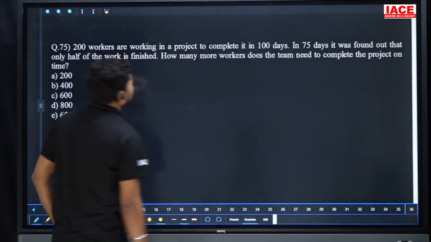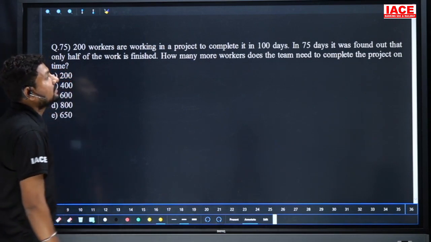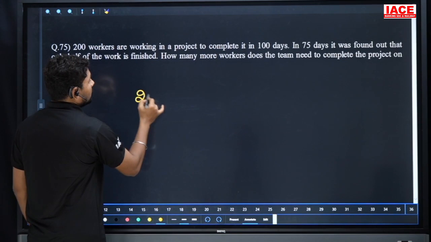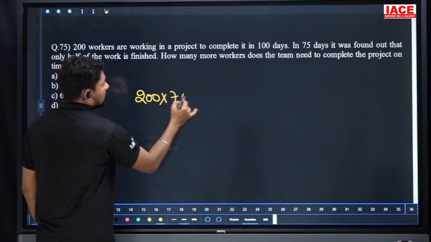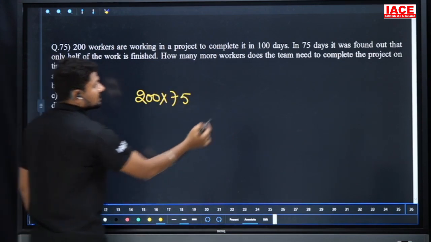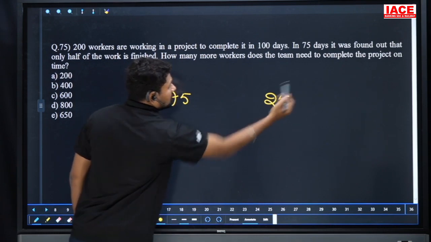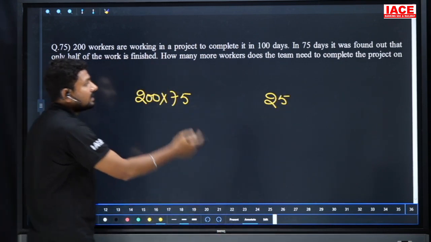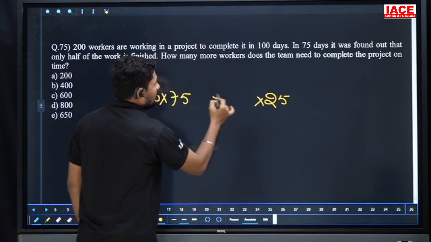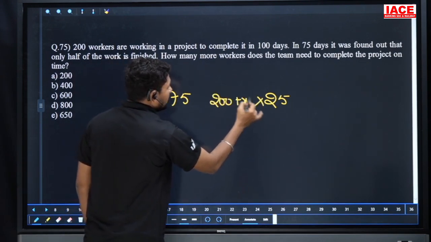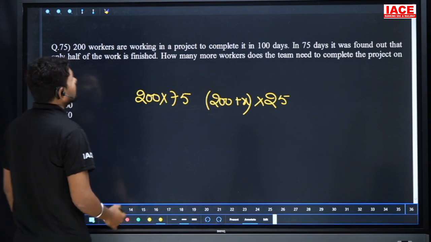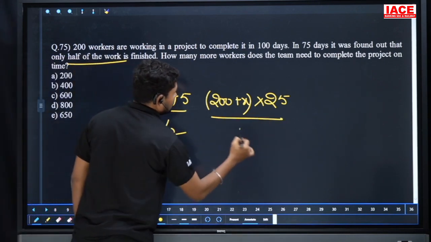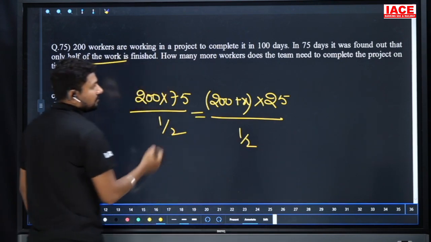And next move for the next question here. 200 workers working for a project complete in 100 days. In 75 days after, 75 days work completed. Remaining is how many days? In 25 days. 200 members work for 75 days. But we have working 100 days only. In this remaining, how many days left? 25 days left. Then how many members are extra required to complete the project work? But till now, how much work is completed? Half of the work is completed. That means remaining is how much work is required? Half work.